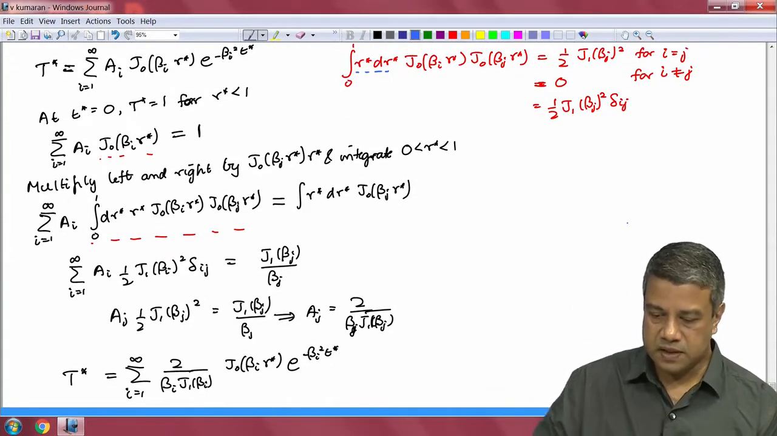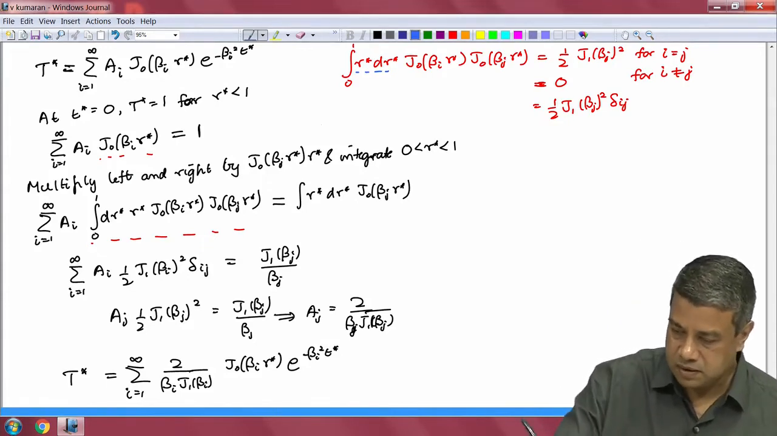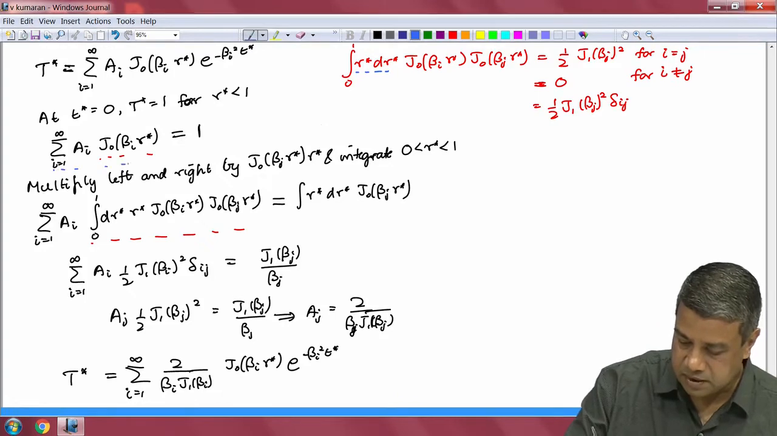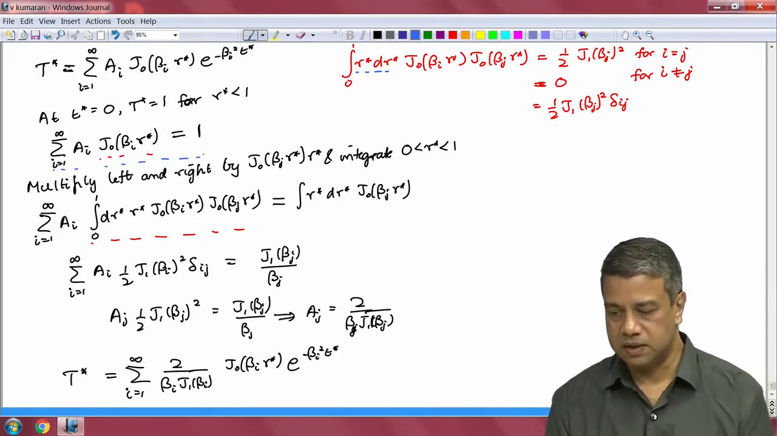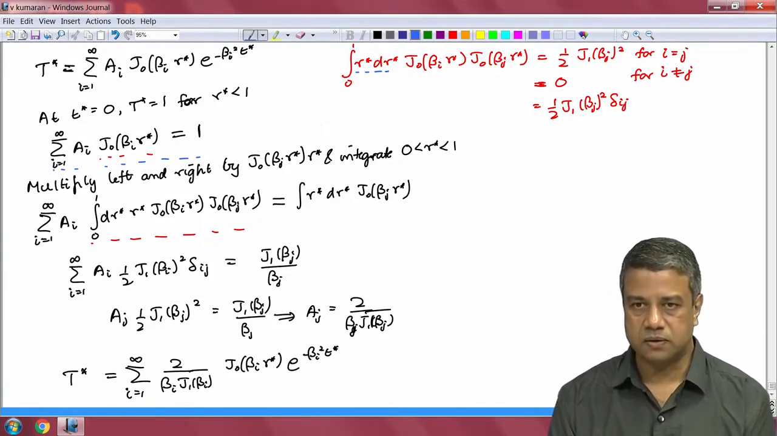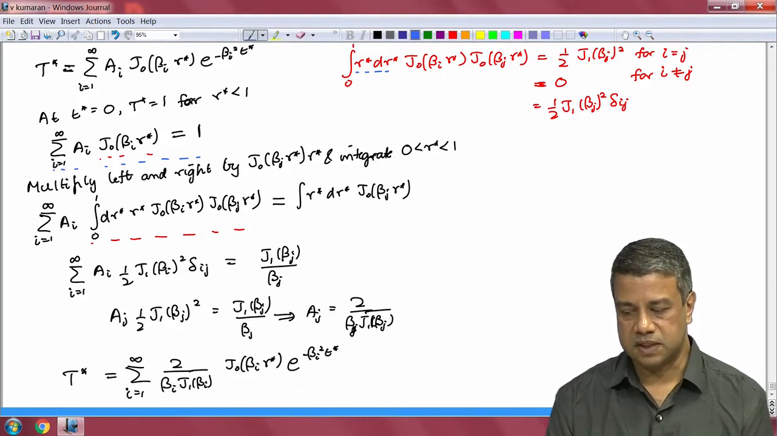Now these coefficients have to be determined from the condition that at t equal to 0, t star is equal to 1. And here, as I told you, we can use the orthogonality relation for j 0.